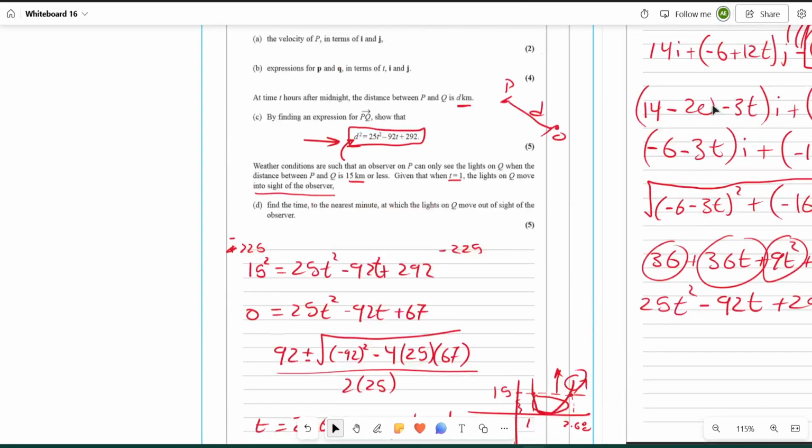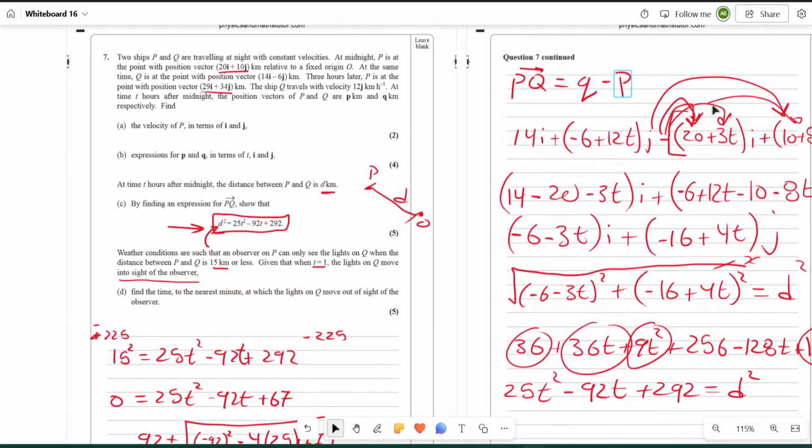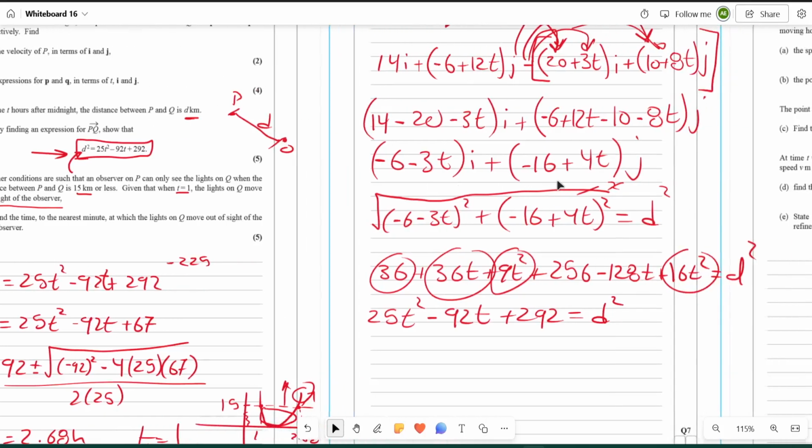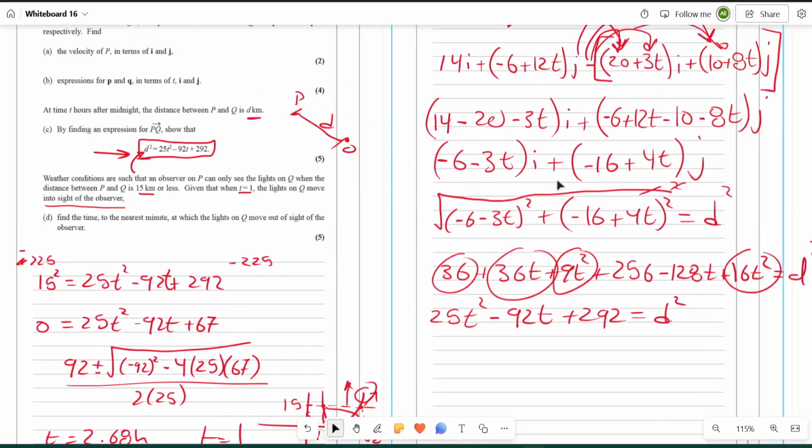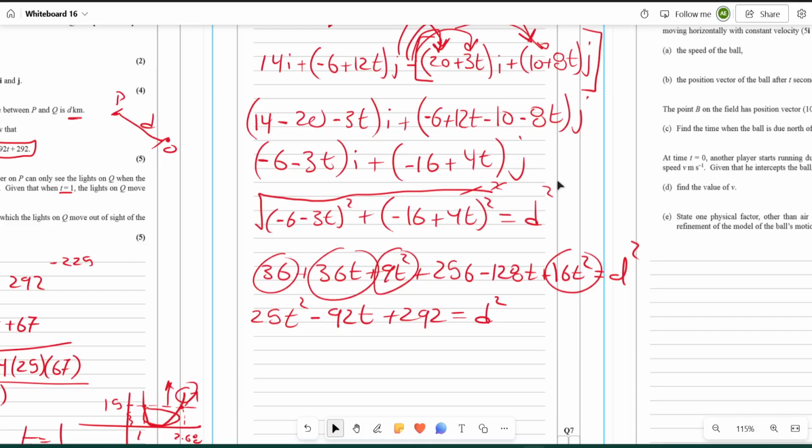So this is the first question, a very typical question that comes up a lot in the mechanics exam. I hope it was clear. Let's now move on to the next question.